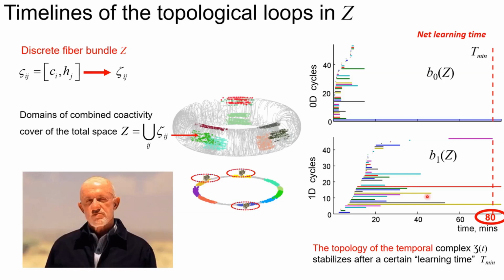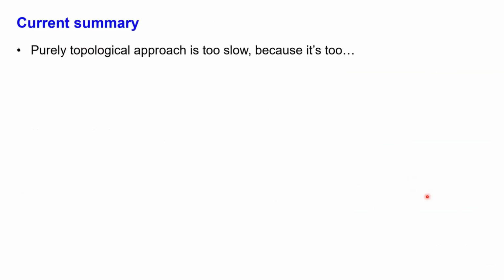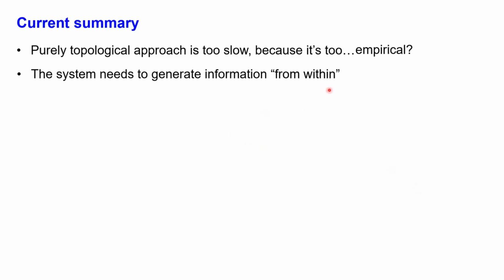But then we take this logic and put it into this kind of a model, and we get a nonsensical result. Basically, the question is why the topological approach is actually failing, because something is wrong with the philosophy. What can be wrong with the topological approach? It looks like it's too empirical. Basically, we're driven to conclude that the system needs to generate information from within. Purely empirical collection of data, like gathering flowers on a meadow.